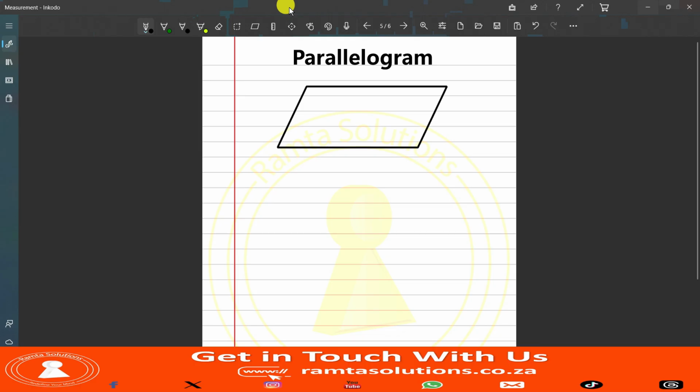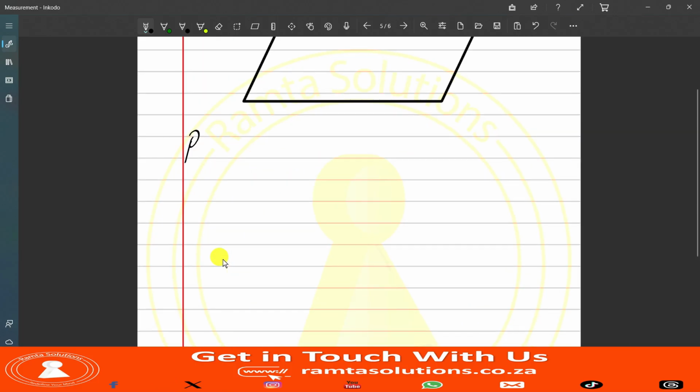In today's video of measurement, we're looking at the parallelogram. We will be deriving the perimeter and area of a parallelogram. But before we proceed, let's remind you of the properties of a parallelogram. Let me zoom this page a bit. Okay, so let's look at the properties of a parallelogram.